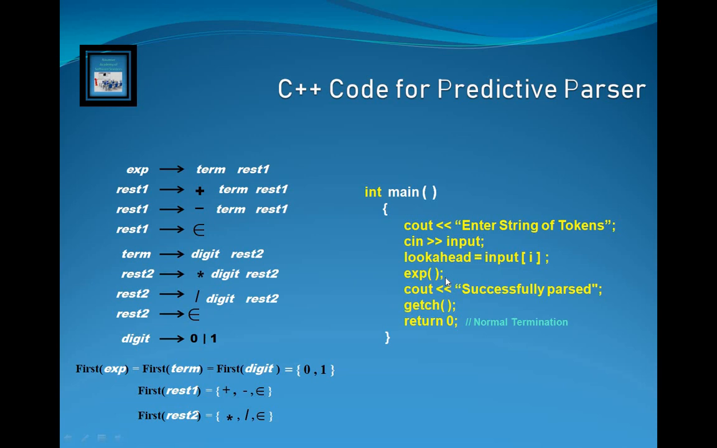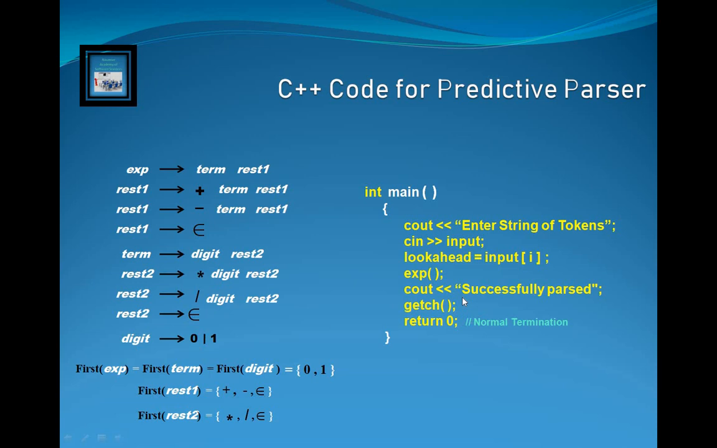If the control successfully returns here, then it means the tree is successfully parsed, or you can say the given input string of tokens is successfully parsed. In that case we just show the message of successful parsing, and we go out of this main function. This main function will be terminated as a normal termination.